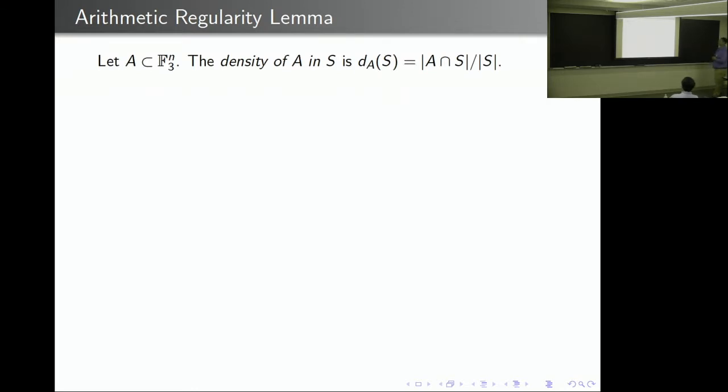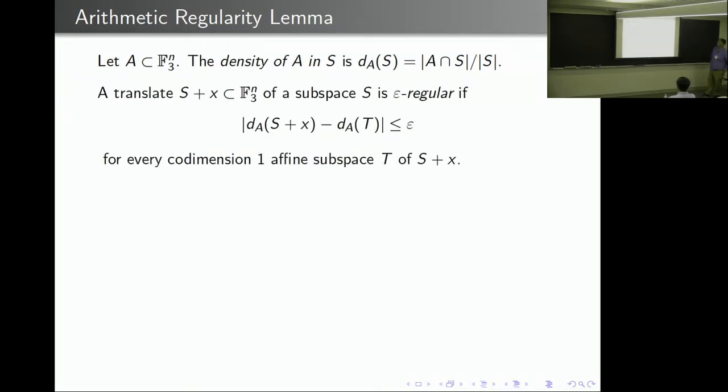The density of the set A in a subspace S, so we have a subspace S of F_3^n, is just the fraction of the subspace that is in A. That's the density. And then we need a notion of regularity. So we look at a translate of the subspace S. This is just a coset of S. This is an affine subspace, which is just a translate.